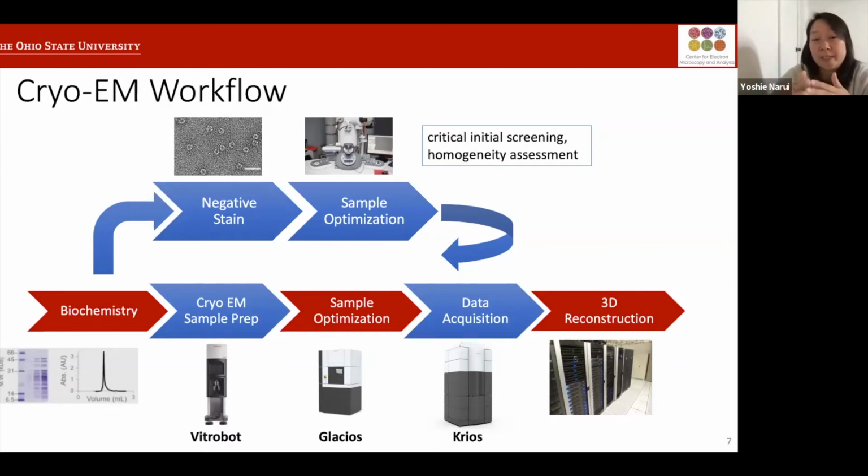And once you have a good sample, we could collect data on the Krios, and then you can move on to the reconstruction of your particle using different data analysis tools. The other thing I wanted to mention real quick is that the Glacios and the Krios are both equipped with an autoloader system, so you can load up to 12 grids or samples per session. And it's important to remember that once the sample is frozen, it needs to be kept at cryogenic temperatures all the way through data collection.